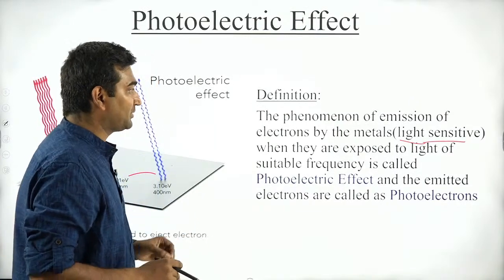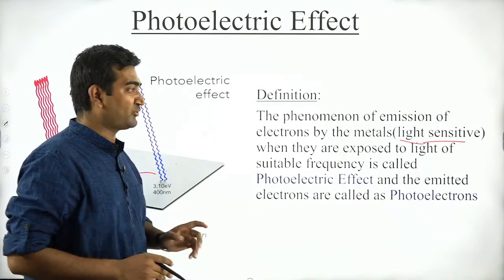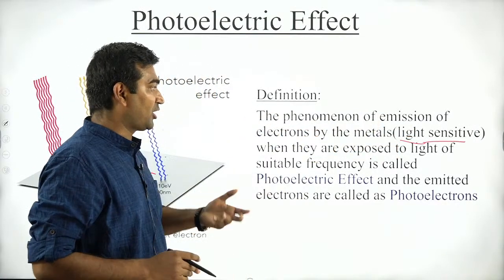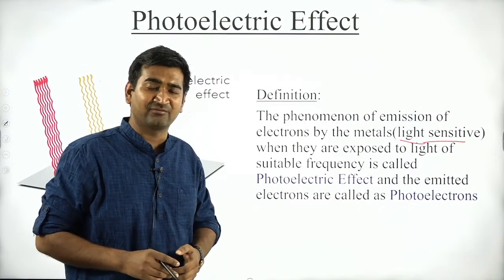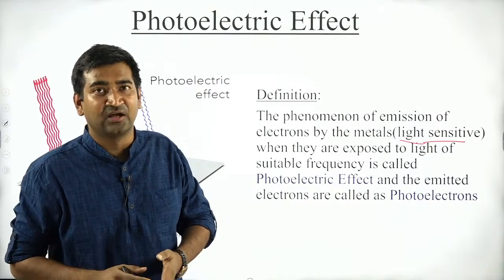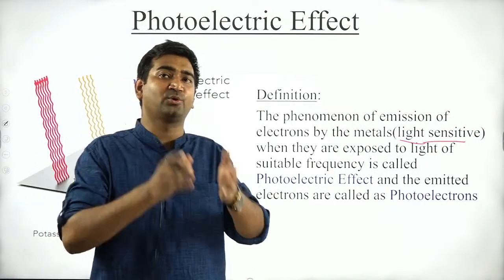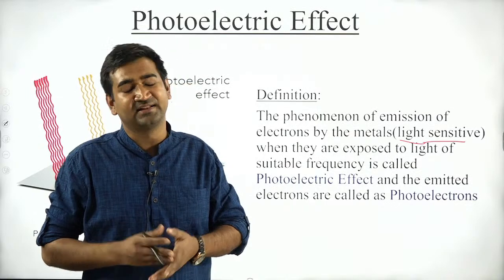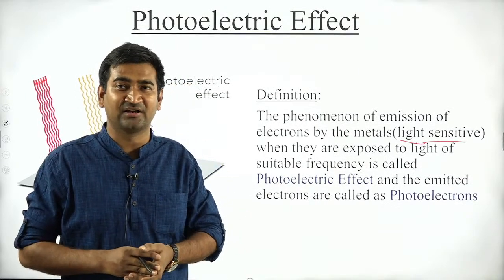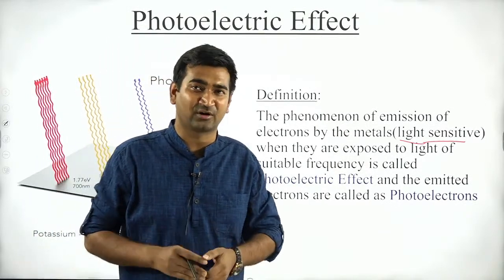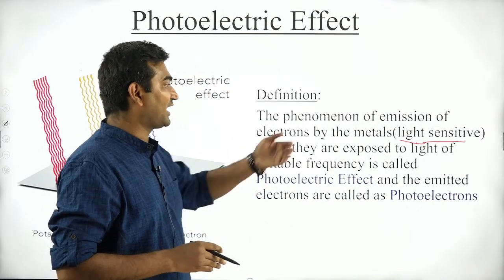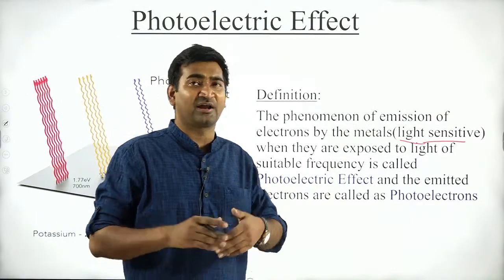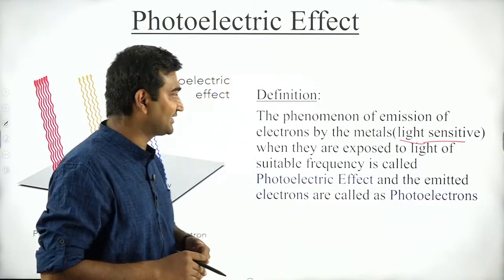Please remember there are two keywords here. First of all, light sensitive, which I have marked here, because not every metal would be like that. There are elements, group 1 and group 2 elements, which easily lose the electron. They have very low ionization potential, so it is very easy to remove the electron from them. So they are also light sensitive ones, like cesium and potassium. Even group 2 elements are like that.